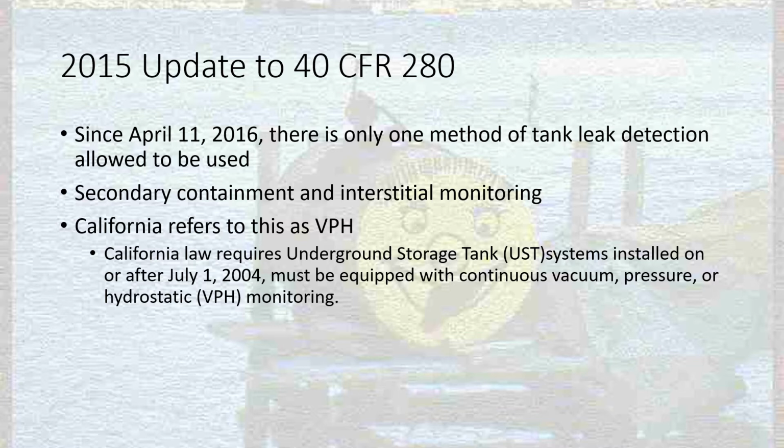In 2015, they updated 40 CFR 280, which are the EPA's underground storage tank regulations. Since then, there's only one legal method of tank leak detection. It's secondary containment with interstitial monitoring. Californians had this on their books since 2004, and they refer to it as VPH, which stands for continuous vacuum, pressure, or hydrostatic monitoring. I'm going to talk a little bit more about what each one of these different kinds of interstitial monitoring are.